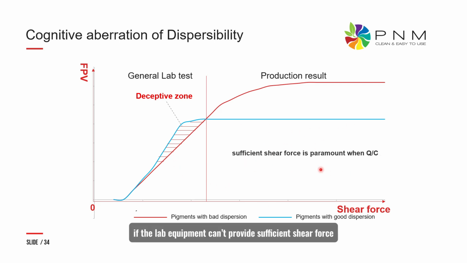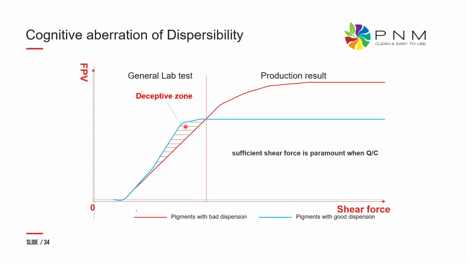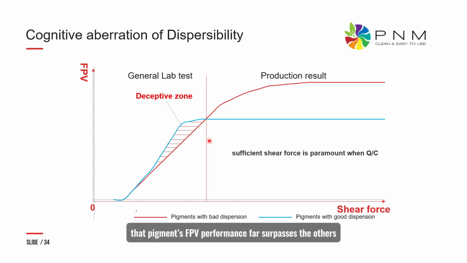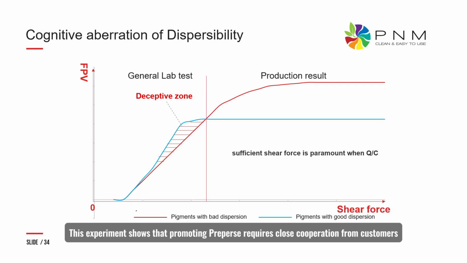Now, if the lab equipment can't provide sufficient shear force, users might think the blue line pigment actually disperses worse. But in reality, the opposite is true. Once it's in production, that pigment's FPV performance far surpasses the others. This experiment shows that promoting Pre-dispersed requires close cooperation from customers.